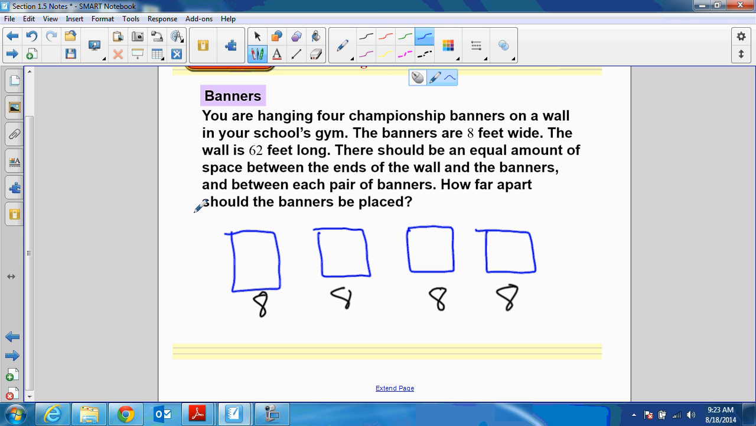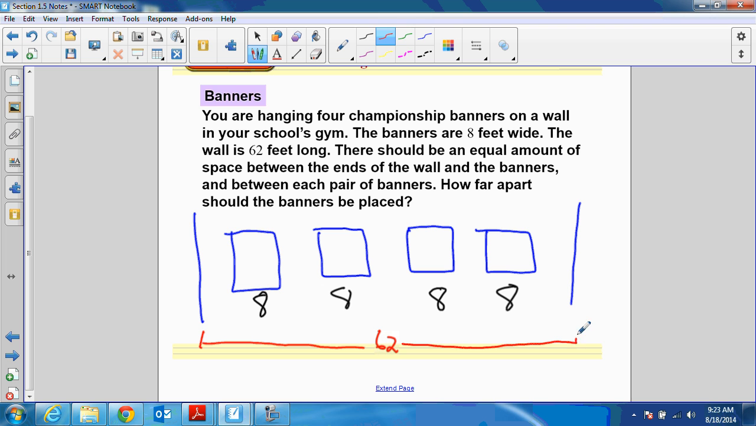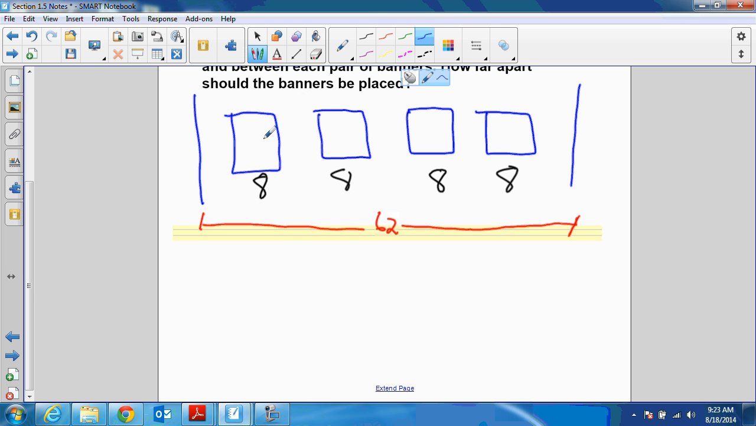Now I'm also going to draw 2 walls. And then I know that the wall is 62 feet long. Then what I would do next is they want an equal amount in between each space. I know right now that the banners are going to take up 32 feet of that: 8 plus 8 plus 8 plus 8 is 32, or 8 times 4 is 32. So I would take the whole length of the wall, 62, minus how much the banners take up, which is 32, and I would get 30.